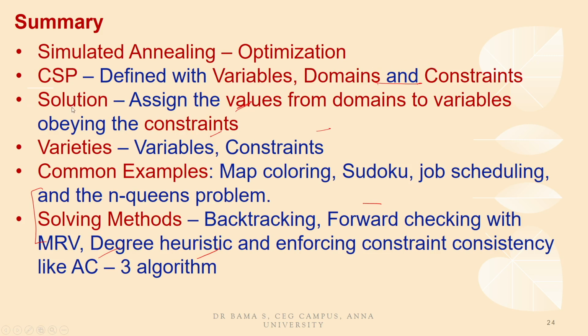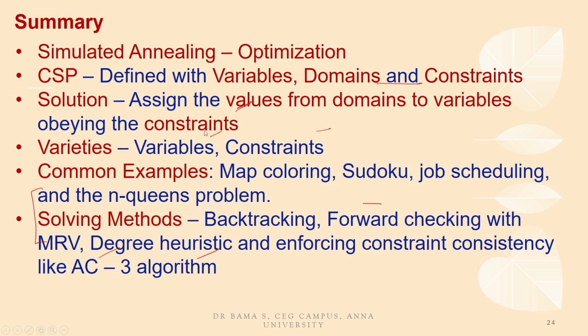Now, that is the solution, and there are some varieties of these CSPs in terms of the variables and constraints. There are specifically two types of variables, one discrete and the other continuous. In this course we will be looking at only discrete and finite variables, and for constraints we talked about unary, binary and higher order constraints. There are some examples, like map coloring which we saw, Sudoku that you normally play, the job scheduling problem or the n-queens problem. Those can be solved using CSP techniques.